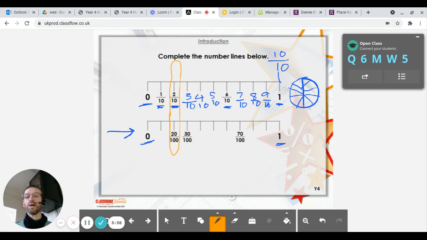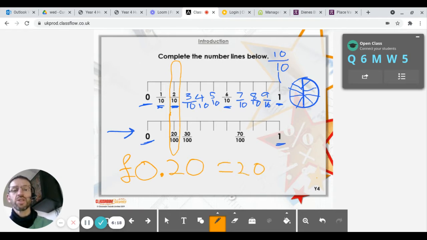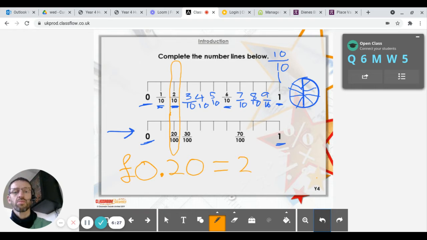And if we go back to our analogy about money, if we have no pounds, decimal point, 2, 0, so 0.20, we know that the 20 is the same as 20 pence. And 20 pence, just put a P there, is 20 parts of 100. So 100 is the whole and 20 parts is 20p.